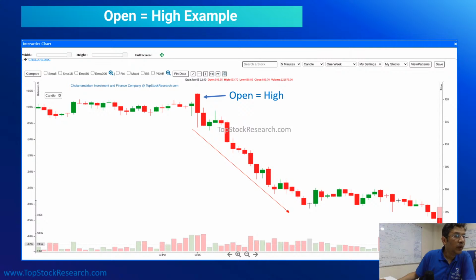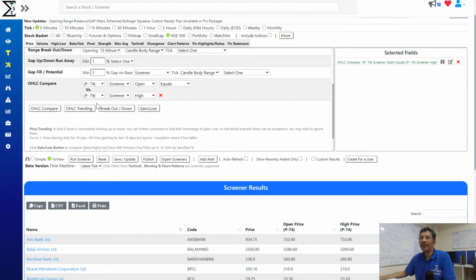Can you show open is equal to high? We just did that, sir, right? I hope that clears, right? What is P minus P74? P74 is the date. So it is a historical date, right?